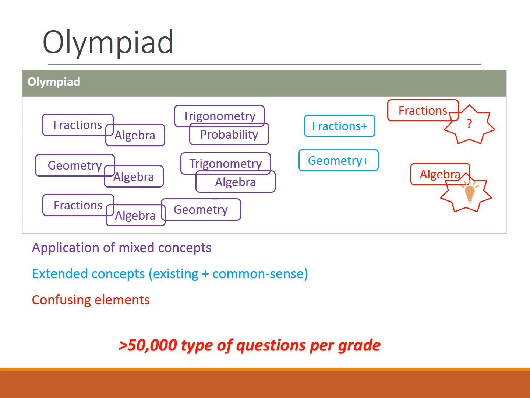So, when we look at the pattern of the Olympiad question, we can see that using such patterns, the number of questions that can be made per grade could be more than 50,000 as compared to the normal 500 questions that could be made in a regular examination per grade. So there is no comparison between the number of questions which can be made in a regular examination versus a normal Olympiad.